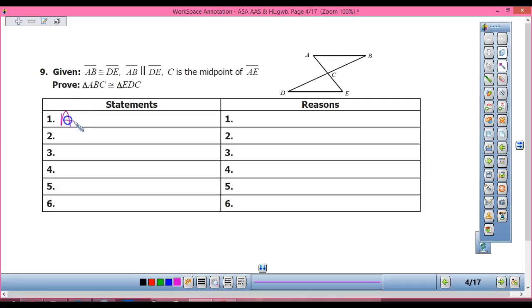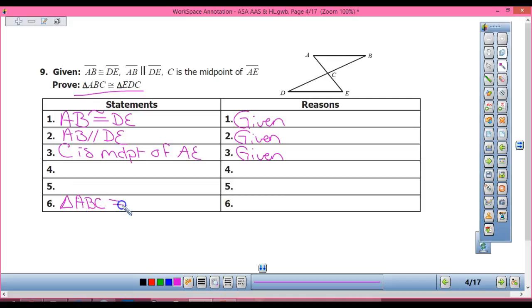Alright, so let's put in the information that they give us. AB is congruent to DE. That's given. AB is parallel to DE. That's given. C is the midpoint of AE. That's given. And then right here, I'm just going to go ahead and write what they want me to prove. Triangle ABC is congruent to triangle EBC. I don't know the reason yet, but I'm going to write it there. Because now, it doesn't look so daunting, right? I've only got five blanks I have to fill in.